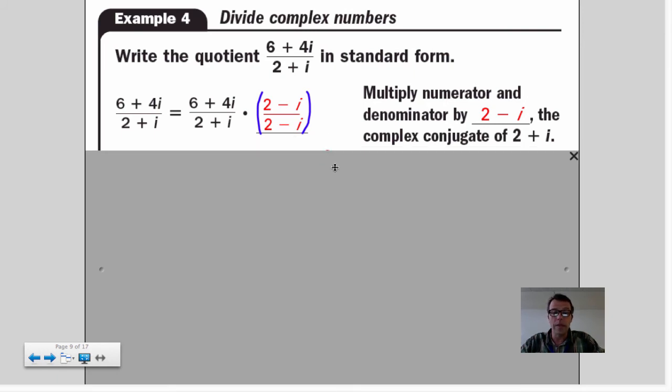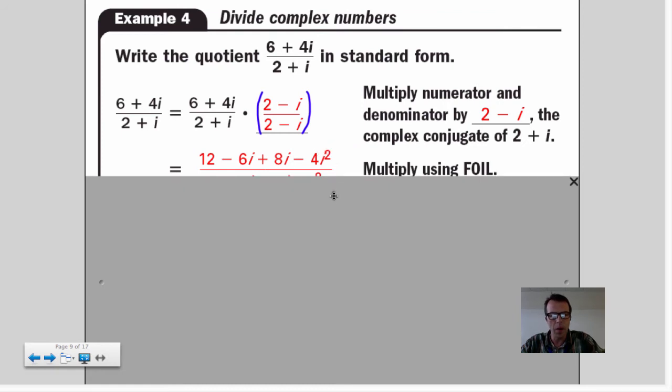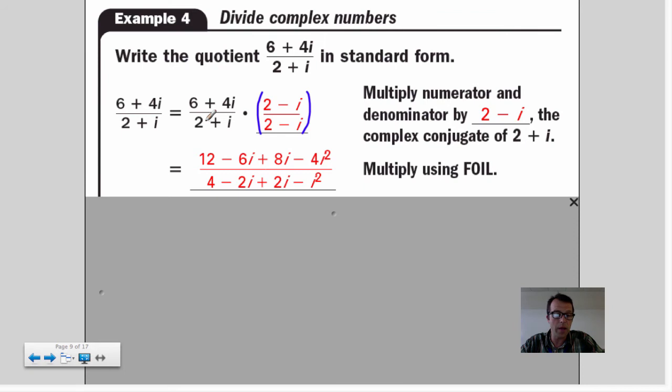So you should be kind of sitting there going, oh my gosh, now I have to FOIL the top and the bottom. And the top is quite a bit of foiling, right? We're going to FOIL, there's the top foiled out. 6 times 2 is 12. 6 times negative i is negative 6i. 4i times 2 is 8i. And 4i times negative i is negative 4i squared. The bottom, and this is quite nice, and this is why the conjugate works. If you notice, 2 times 2 is 4. Then you've got what's going on here in the middle term. You've got negative 2i plus 2i. And these guys will cancel. And that's really why we multiply by the conjugate.